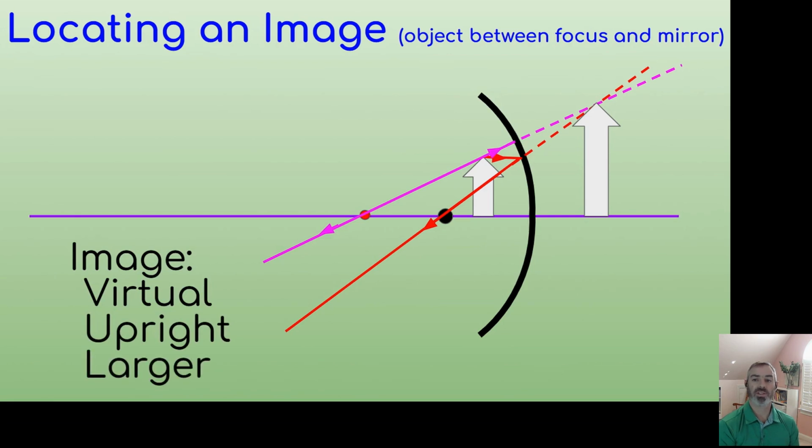It's upright because it's oriented the same way, and it's larger, so it was magnified. Now, you may have seen a mirror like this in a hotel, where you have a separate mirror attached to the wall that has a light that goes with it. When you look in the mirror, your image is magnified a little bit. This is a concave mirror, and your face is actually inside the focal length, which is what causes it to have a larger image.